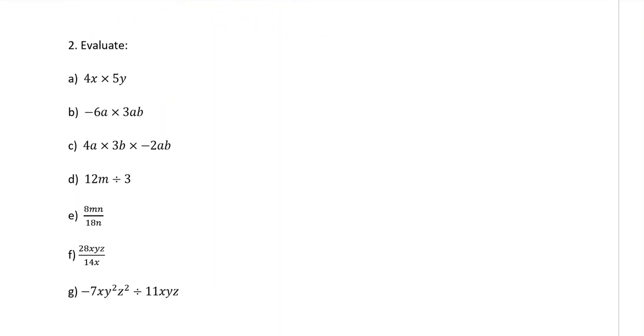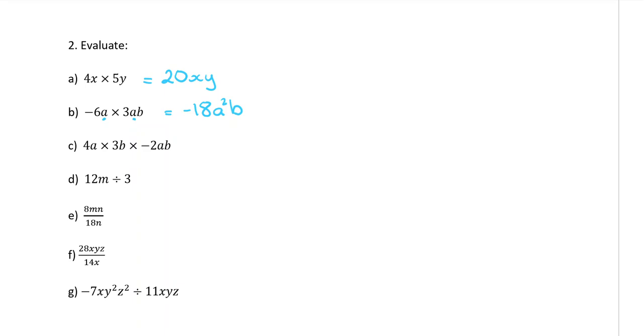Question 2, we have some timesing down here, and then it will turn into dividing for these last ones. Okay, so when we are timesing, we multiply the numbers and collect up the letters at the end. So 4 times 5 is 20, and the x and y will sit in alphabetical order at the end. In B, minus 6 times 3 is negative 18. The a times another a makes an a squared, and then there's 1b.